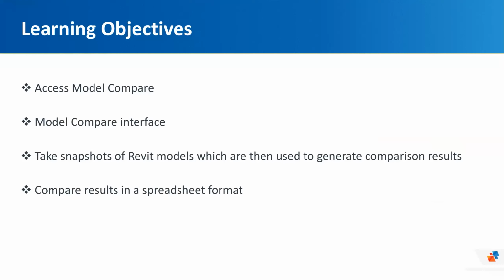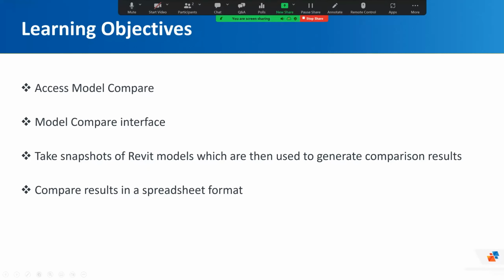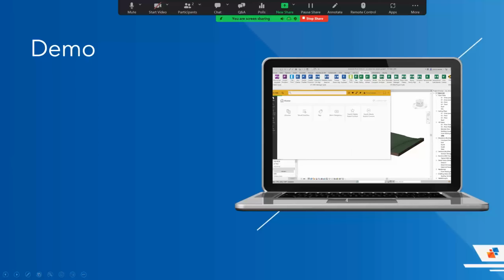So today's learning objectives: we're going to see how we can access the Model Compare tool, look at the Model Compare interface and how we can modify some of the different settings as we work through it. We're going to be taking snapshots of Revit models, which are then used to generate comparison results. And finally, we're going to see how we can compare the results in a spreadsheet format. So with that said, let's jump into the live demo.